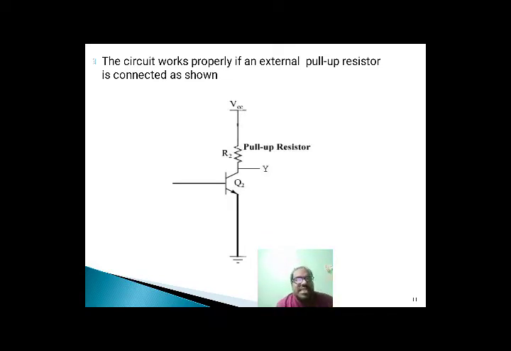Here one mistake is there. It is not Q2, it is Q3. It is not R2, it is pull up resistor. Kindly change it.